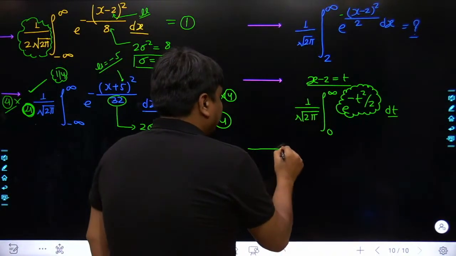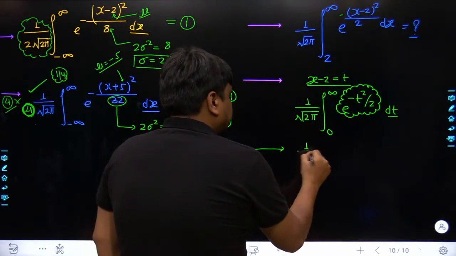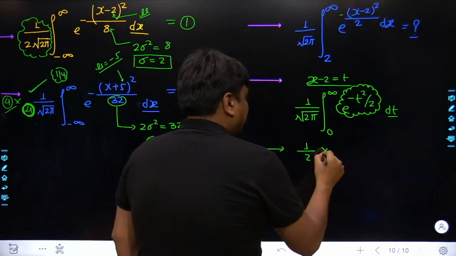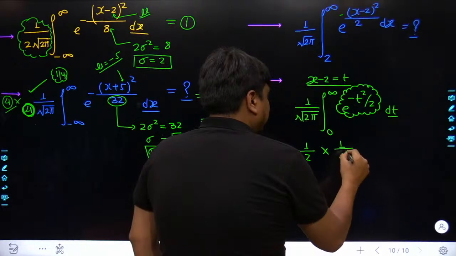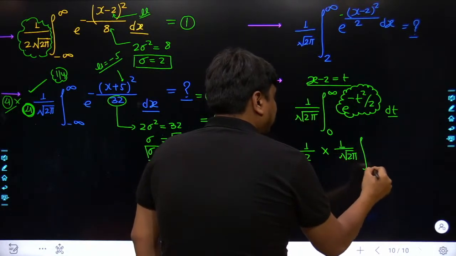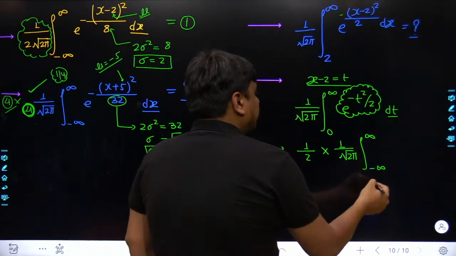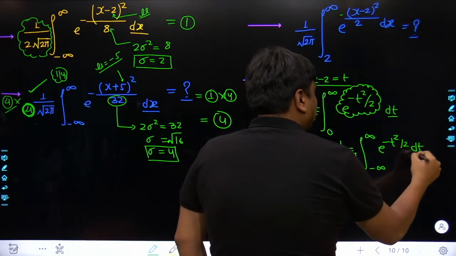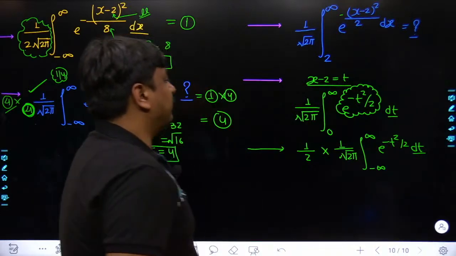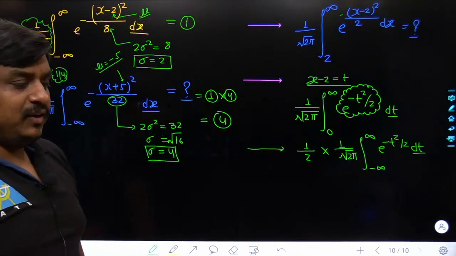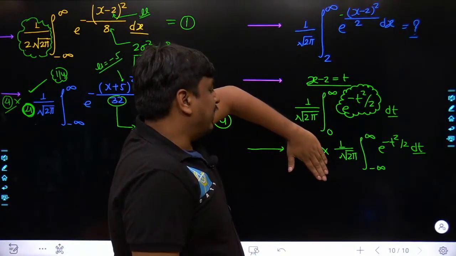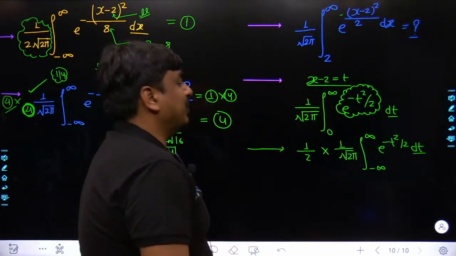So one thing is quite sure, you can do one thing. You could have changed this problem to 1 divided by root 2 pi, whatever the area would be covered from minus infinity to infinity, that would be just double of the area which would be covered from 0 to infinity. So what I did, I took half over here and I changed its limit from minus infinity to plus infinity once again.